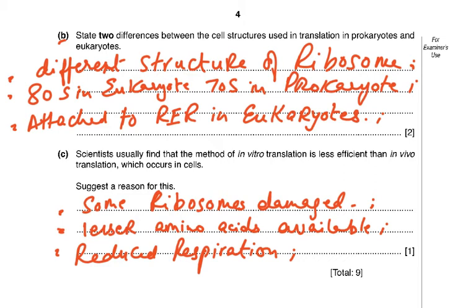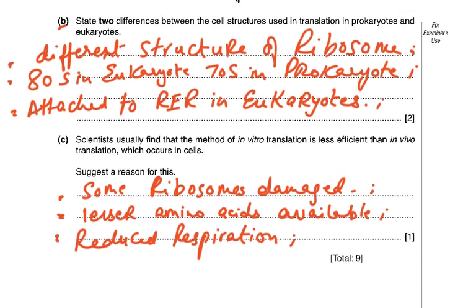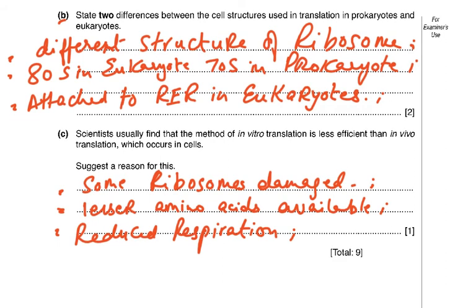Then it says scientists usually find that the method of in vitro translation is less efficient than in vivo. In vivo means in life, which occurs in cells. Suggest a reason for this. Maybe some ribosomes are damaged. Maybe there is a lesser number of amino acids available. Maybe, if you remember in the question, they said they removed the cell's DNA. Mitochondria has its own DNA as well. So if they've removed even the mitochondrial DNA, then there is reduced respiration, and mitochondria probably won't function either.